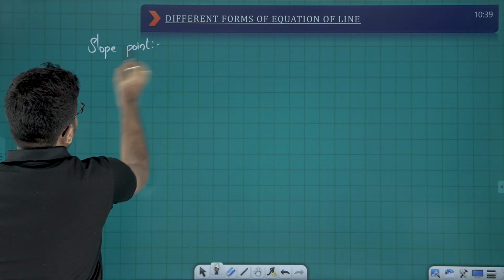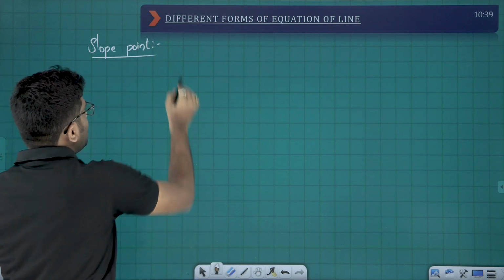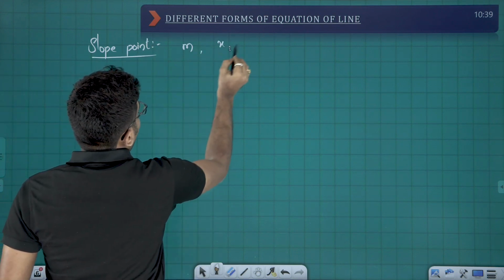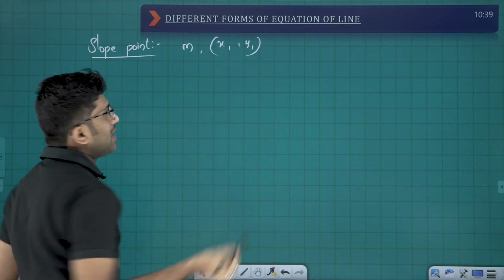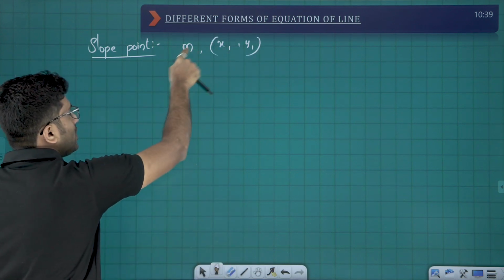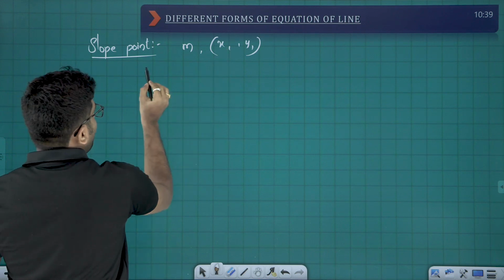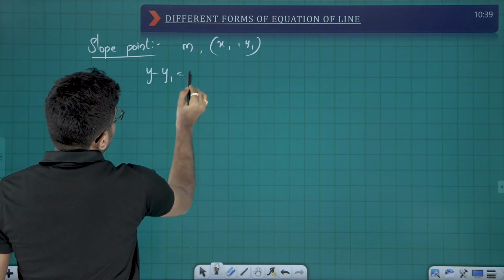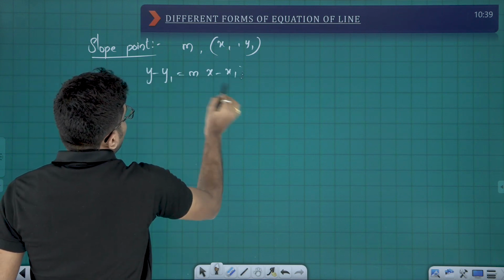In slope point form, you will be given the slope m and a point x1 comma y1. Then they will ask us to find the equation of the straight line. So the equation of a straight line with slope m and passing through a point x1 comma y1 is y minus y1 is equal to m of x minus x1.